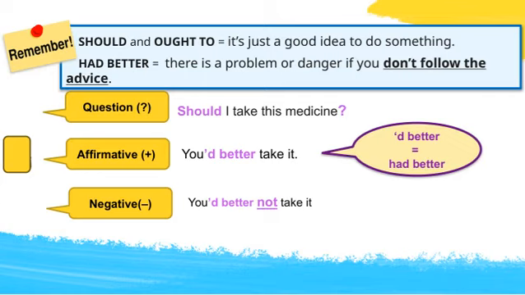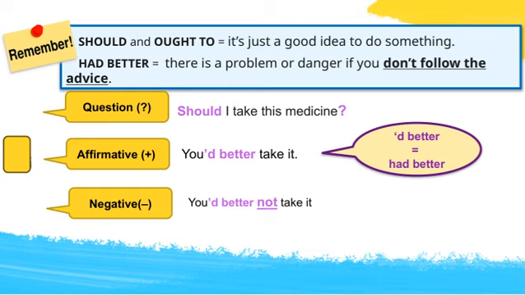All right, let's talk about some useful expressions for giving advice and making recommendations. When we say "'d better," it's actually equivalent to had better. For example, if I say, "You'd better take it," I'm suggesting that it's really important to follow that advice. Now notice the difference between affirmative and negative forms. If I say, "You'd better take it," that's an affirmative statement, meaning I think it's a good idea.